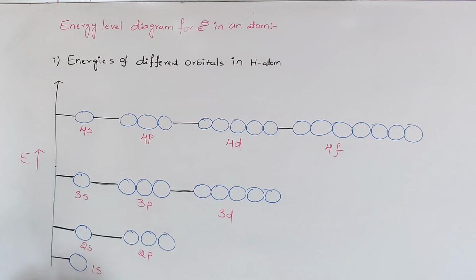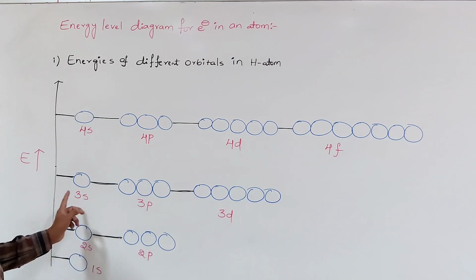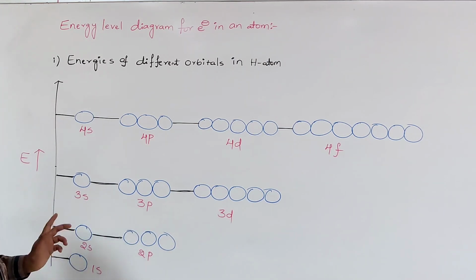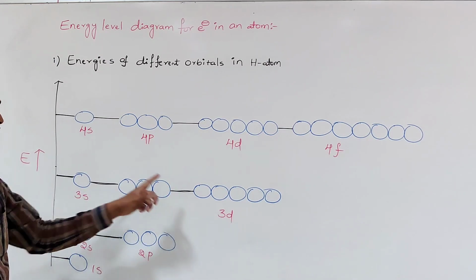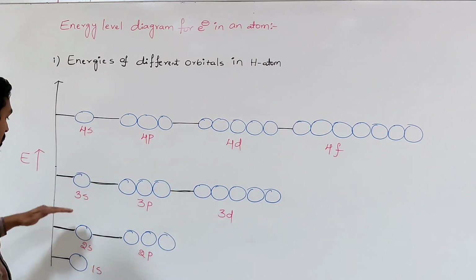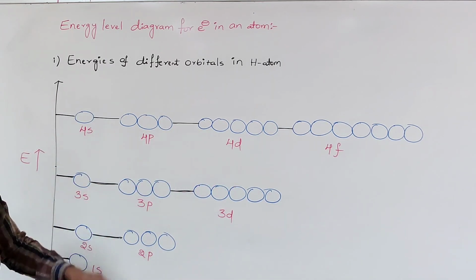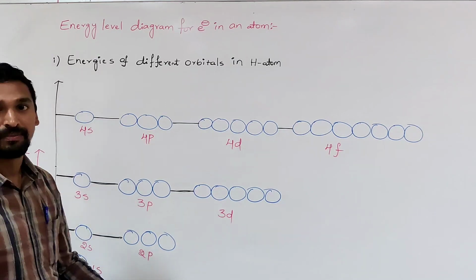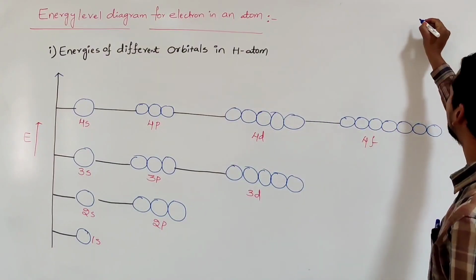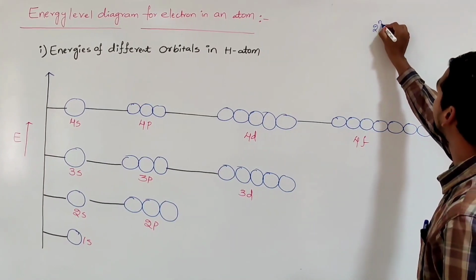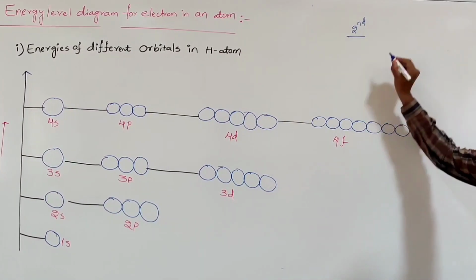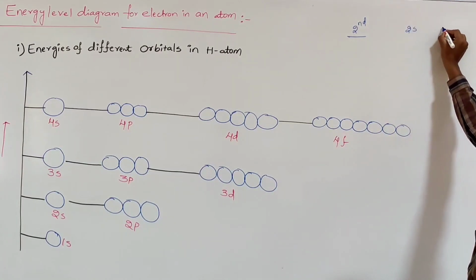From this diagram, the first statement we concluded is that all the subshells in a given principal energy level have the same energy. So let us take 2s or 2p, or 3s, 3p, 3d, 4s, 4p, 4d, 4f. In their respective energy levels, whatever subshells are present, all of those have the same energy. For example, let us take the second energy level. In the second energy level, what are the possibilities? 2s and 2p.